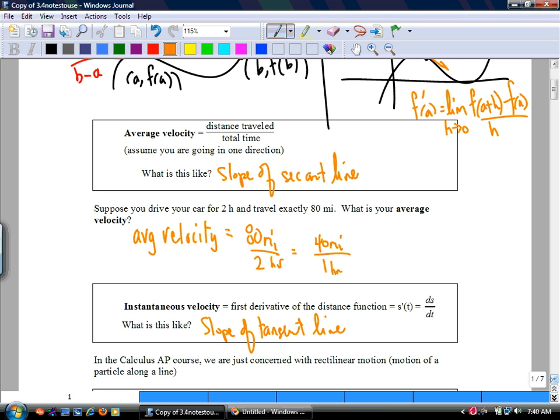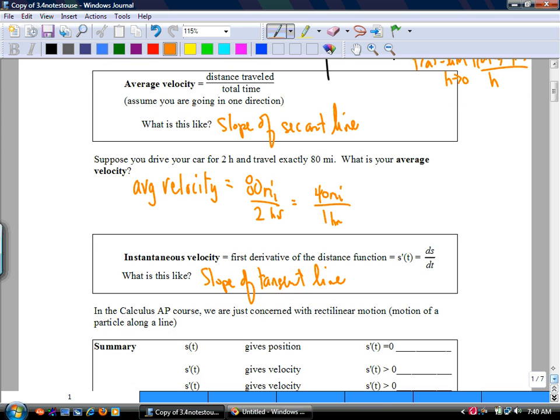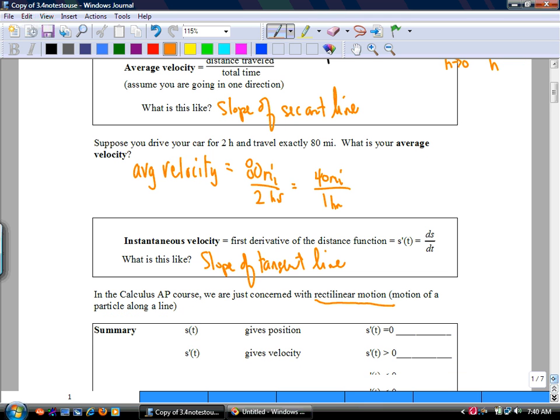Okay, so in AP Calculus, the only thing we're interested in is something called rectilinear motion. Motion of a particle along a line. So one-dimensional motion, running forward and backward along a number line. Really exciting. Yeah, I know. We're not moving in 2 dimensions. We're not moving in 3 dimensions. Sorry, it's really boring. So s of t gives position. s prime of t gives velocity.